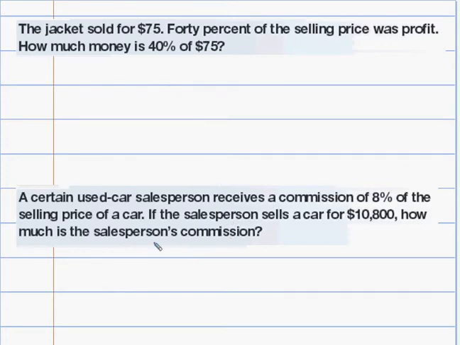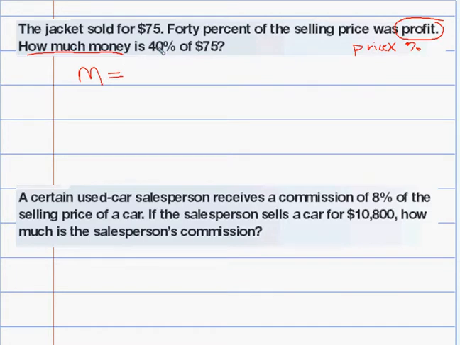Okay, 2 story problems written out where you have to find the information that you need to make into your equation. A jacket sells for $75. 40% of the selling price was profit. How much money is 40% of $75? Okay, so profit is found by multiplying a price times a percent. How much money? I don't know, so you can use the variable m here if you want to help you remember that it's money. Is, the equal sign, 40%.